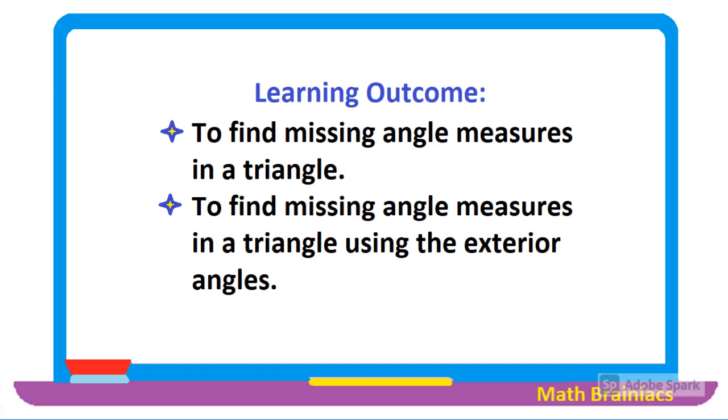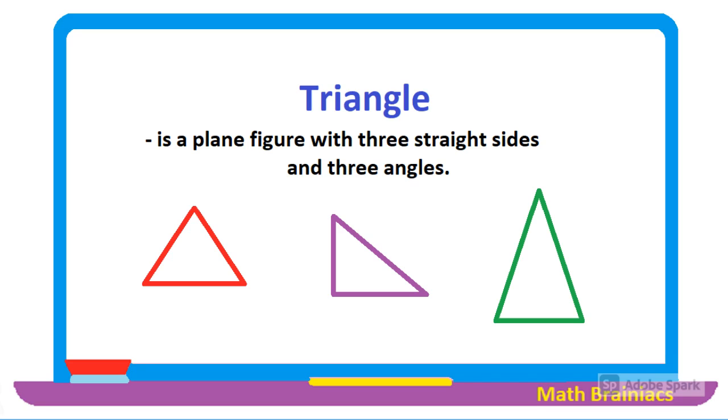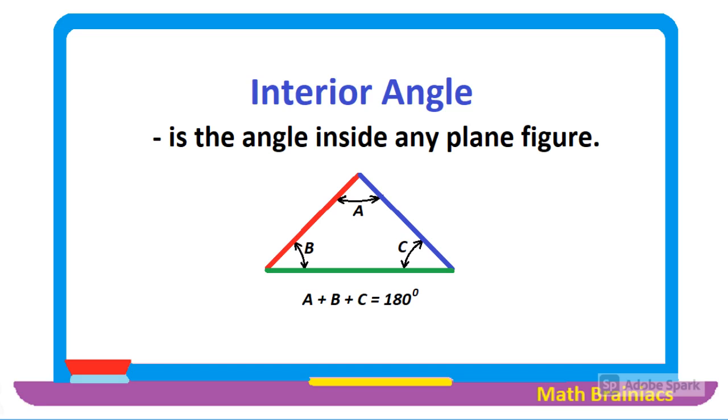We are going to learn today how to find the missing angle measures in a triangle. And we are going to find also the missing angle measures in a triangle using the exterior angles. A triangle is a plane figure with 3 straight sides and 3 angles. An interior angle is the angle inside any plane figure.